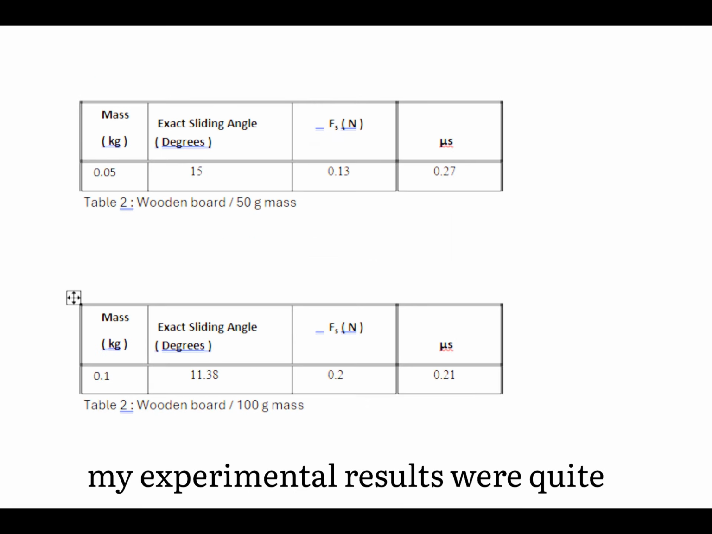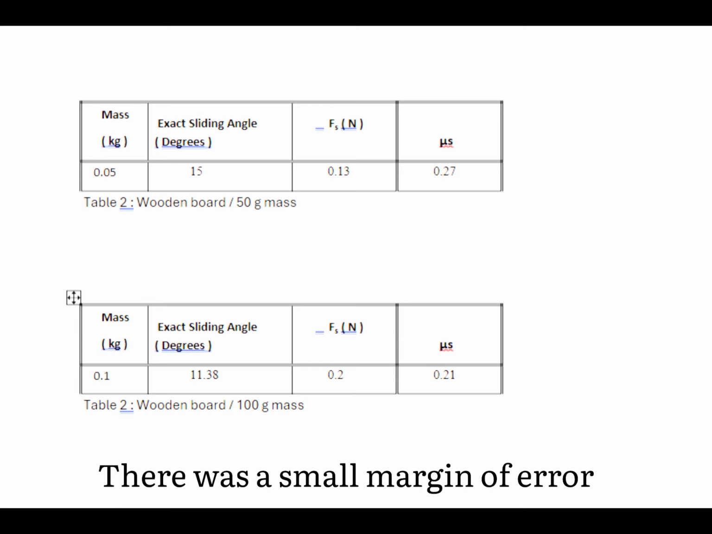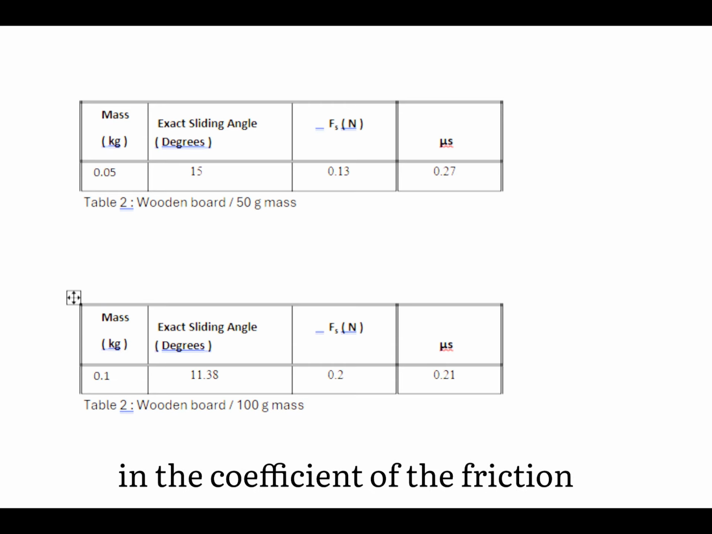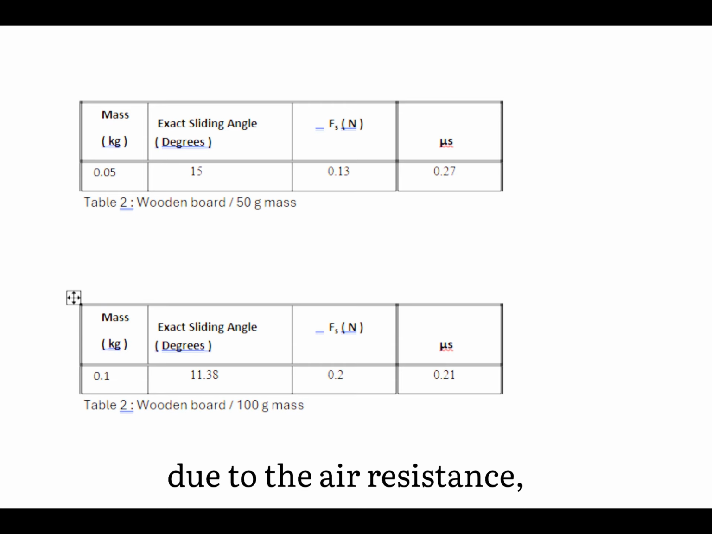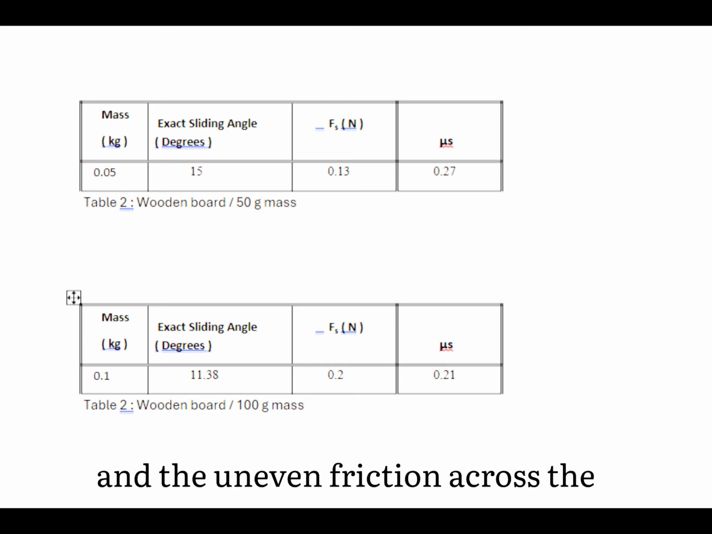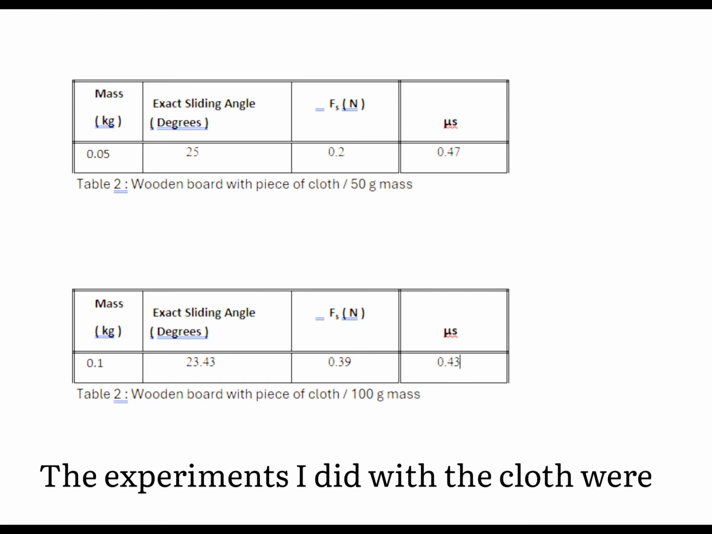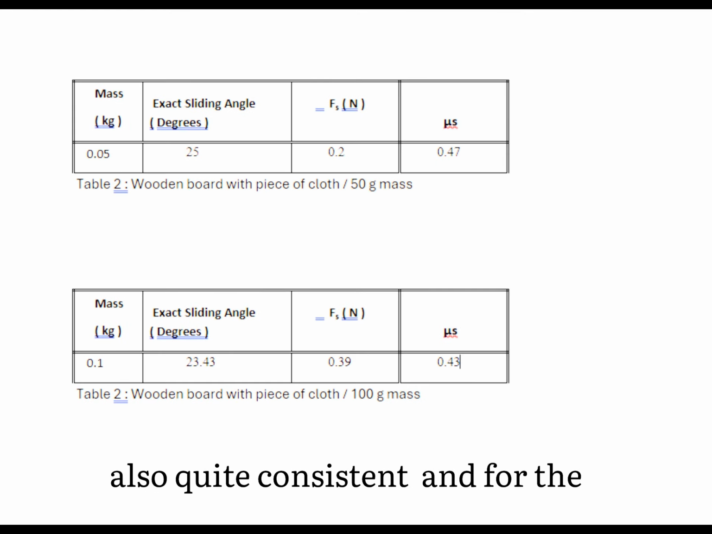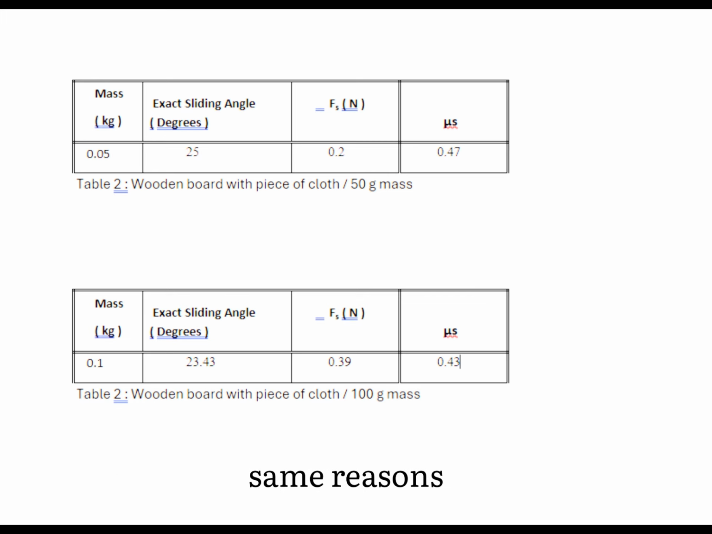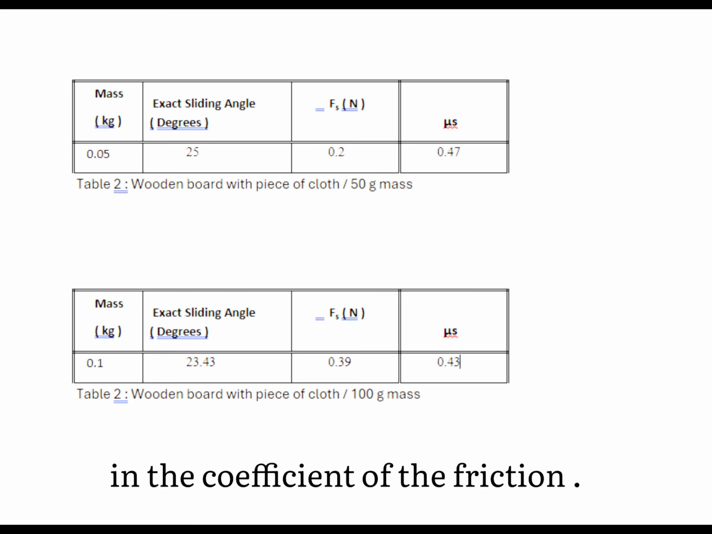To conclude, my experimental results were quite consistent. There was a small margin of error in the coefficient of friction due to the air resistance, the bumps on the masses, and the uneven friction across the wooden surface. The experiments I did with the cloth were also quite consistent, and for the same reasons, there was a small margin of error in the coefficient of friction.